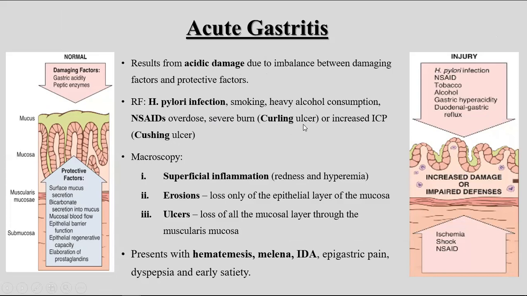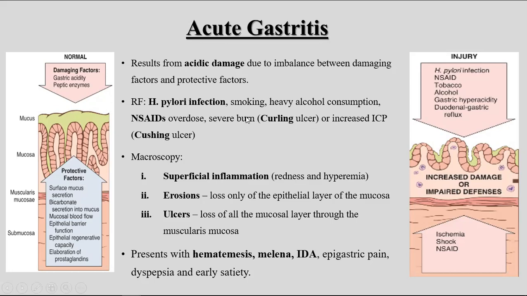So Curling ulcers occur when there's a severe burn such that you have hypovolemia, because of which your blood supply to the stomach is decreased, and as a result you have ulcers. Or increased ICP, again a stress reaction, so decreased blood supply to the stomach leading to the formation of a Cushing ulcer. So these are two key words that you need to know.